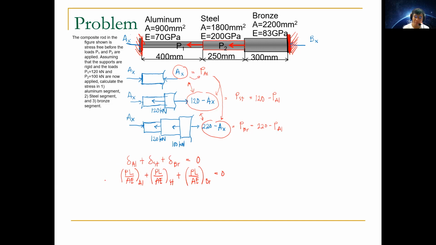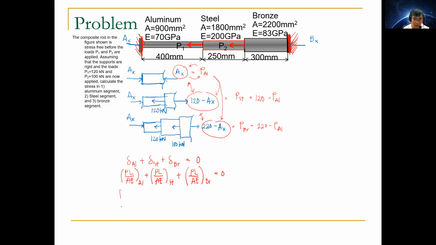So it can be AX, because eventually it's equal to aluminum, but again, basta for me, it's better that it's referring to the force inside the material rather than the reaction force itself.